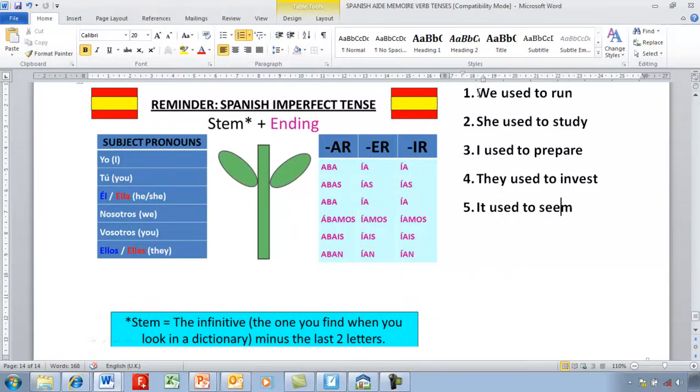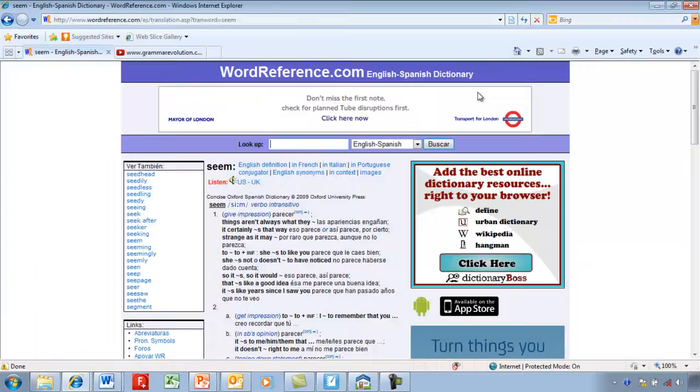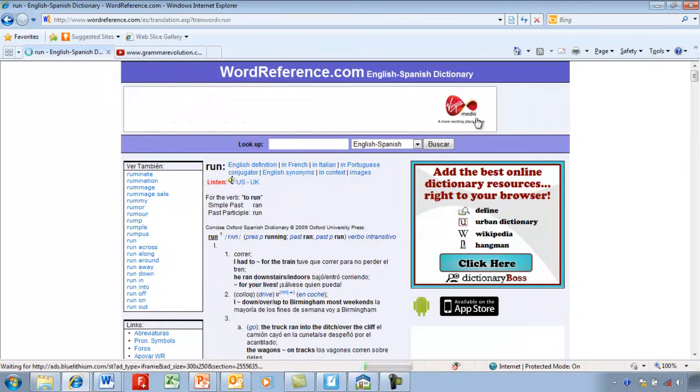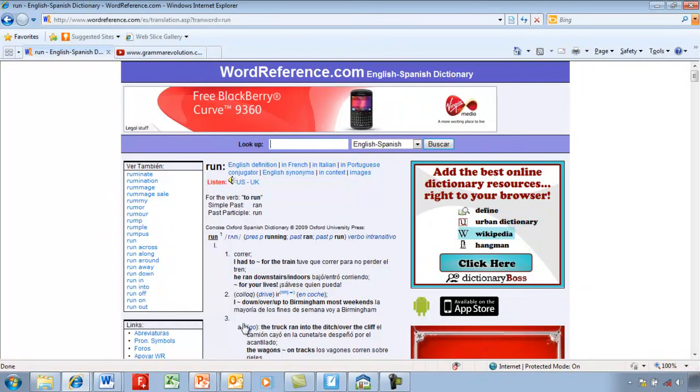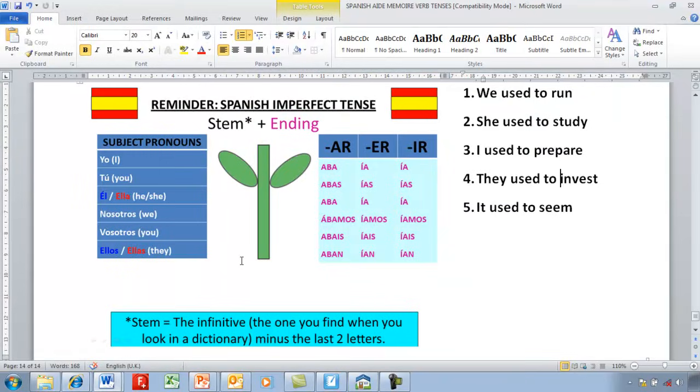So the first one we have to translate is "we used to run." First we need to find the verb to run. So let's have a look in this dictionary here. As we can see, you have the noun a run, as in to go for a run, but you also have the verb here, which is correr. And as it's we used to run, we first write the infinitive, correr, which is an ER verb. Then we chop off the ER, and then if we look here for we, nosotros, nosotras, we have íamos.